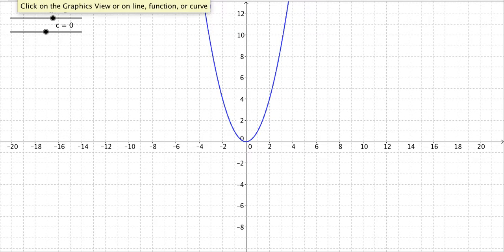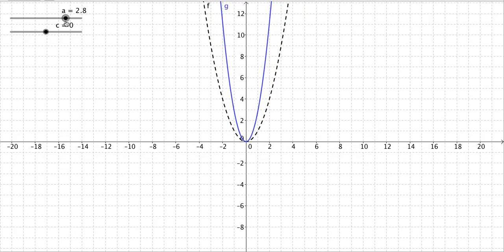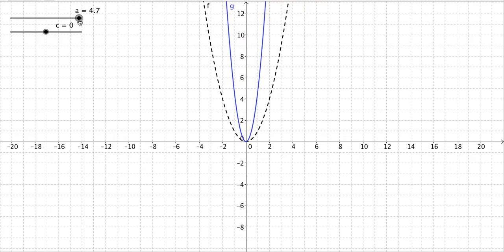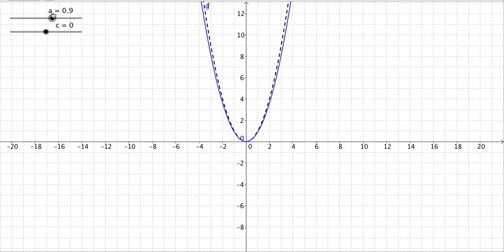So I'm going to move this slider and increase the value of a. Now the dotted line is the parent function, the blue one is the one that I'm controlling. So think about as a gets bigger, what's happening to the graph? And I want you to jot that down on your notes. What happens to the graph when a is larger than 1? What do you observe?